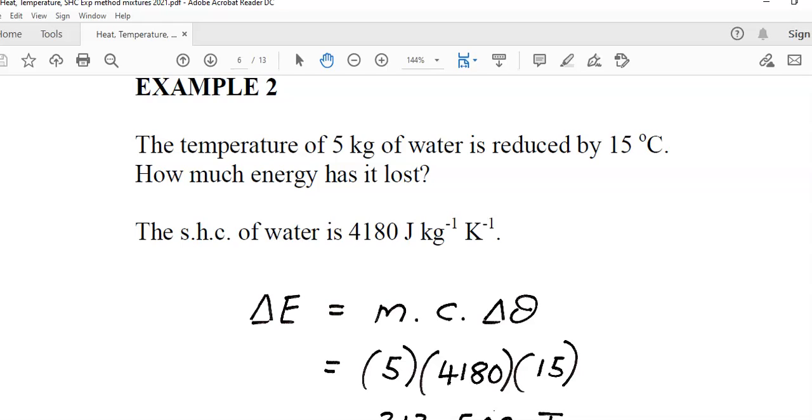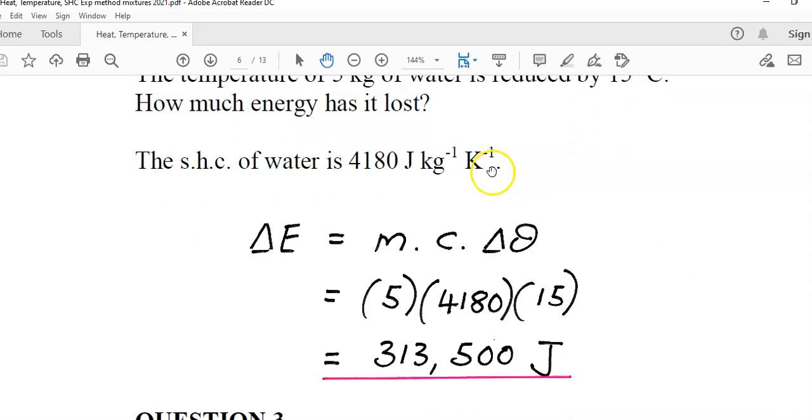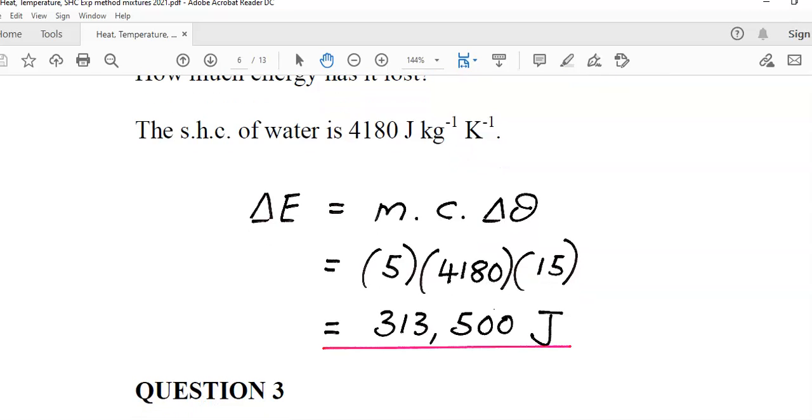Well, you use the exact same formula. Write down the formula. Always start these questions by writing down the appropriate formula. Then do the substitution in. We've got the mass as 5, the specific heat capacity of water is given, and the drop in temperature was 15. Some people say, should I put in a minus 15 to indicate a drop in temperature? You can if you want, but that's rarely necessary. Multiplying out, and that is the amount of energy needed to drop the temperature of the water by those 15 degrees.